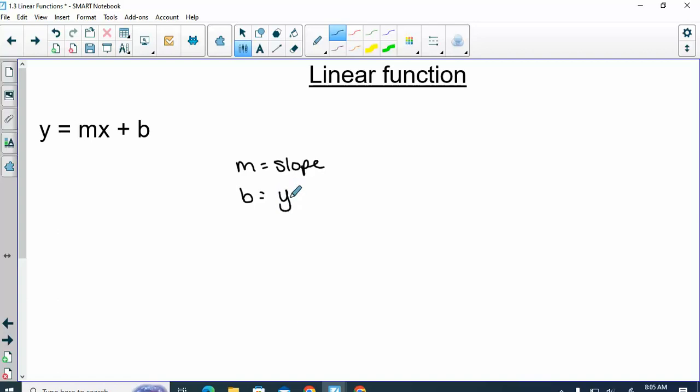b is the y-intercept. What is a y-intercept? Where it crosses the y-axis.